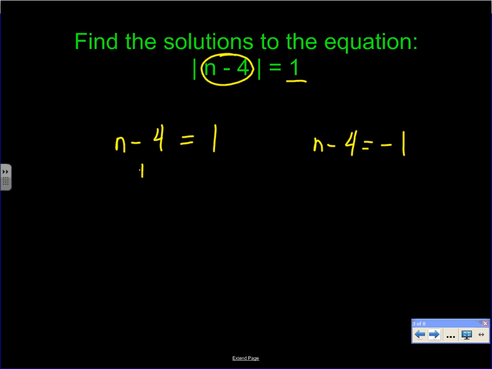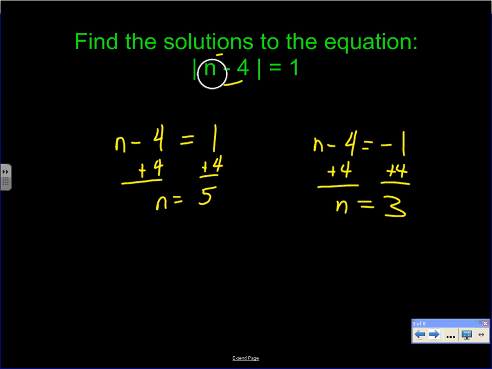Looking here, you just solve these like you normally do. n is equal to 5. n is equal to 3. So there are two values for n that you can have, 3 and 5.